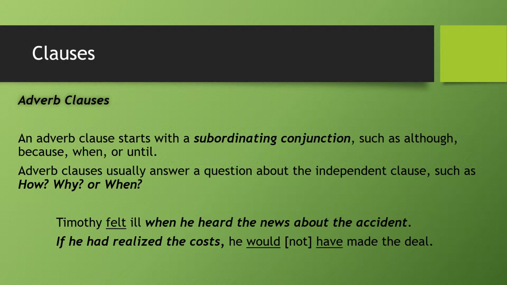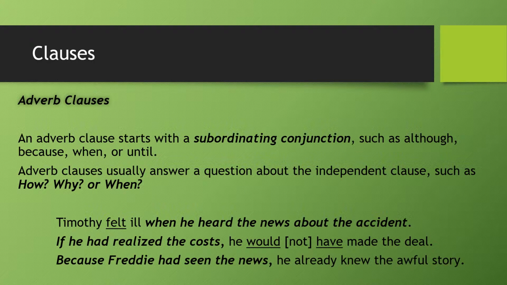If he had realized the cost, he would not have made the deal. He would not have made the deal if he had realized the cost. So if he had realized the cost is modifying the verb would have, and would have here is then also modified by the word not. So he would not have made the deal if he had realized the costs.